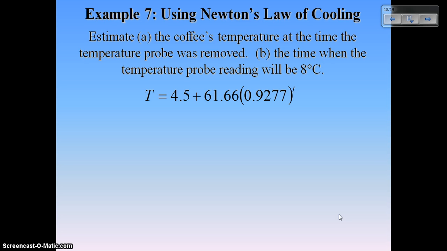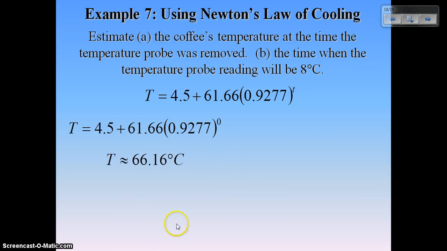Now again, estimate the coffee's temperature at the time the temperature probe was removed. That was the first thing. So when was the probe removed? It was removed at time 0. So we plug in 0 for t. This becomes 1. And I'll take the 4.5, add it to the 61.66, and that's how we get this. So at the exact moment the probe was removed, the coffee's temperature was 66.16 degrees Celsius.